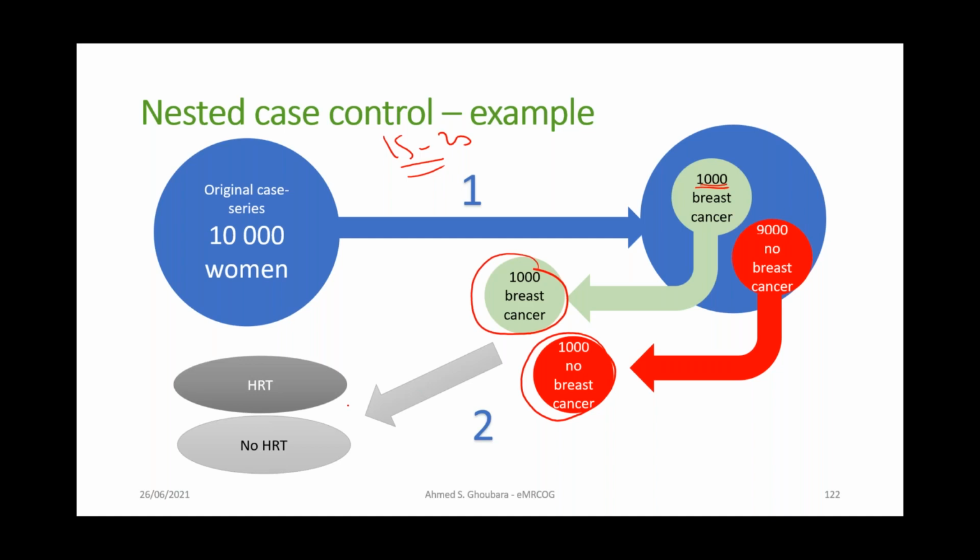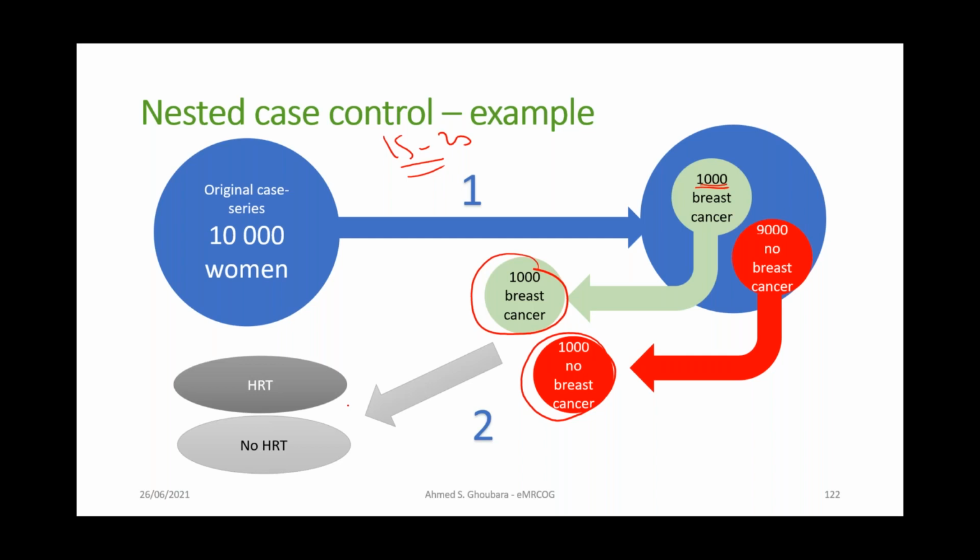You get back in time, we review the notes, we ask the GPs, we ask the families, we find the patients, we review their other records in other hospitals. Did this patient use HRT at some point or not? Then you can find the relationship. It's a case control, but it's nested within the original case series.